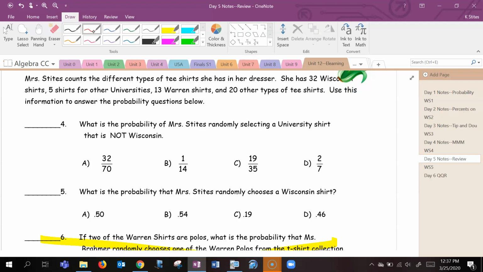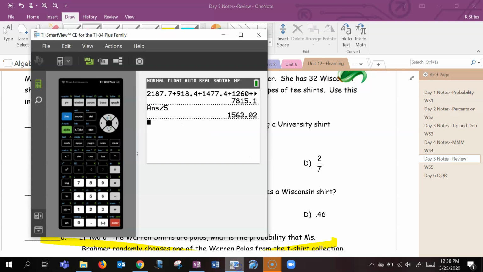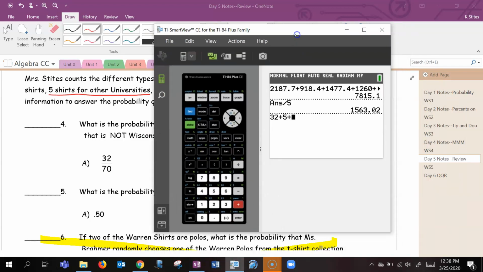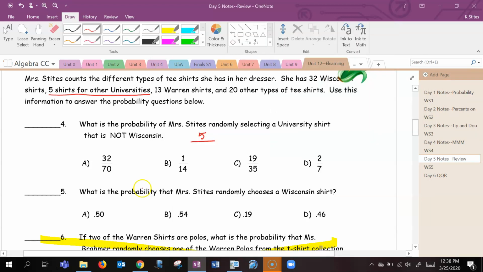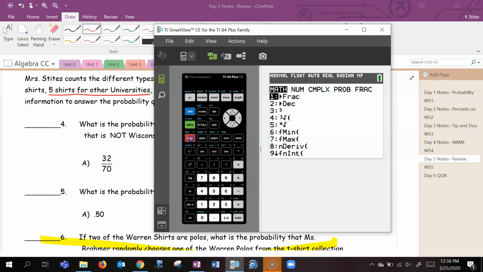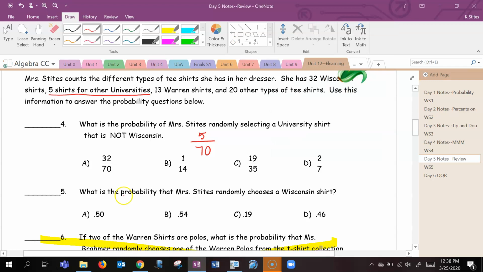All right, well, it says that she has 5 shirts for other universities, so that's going to go on top. What should go on the bottom is our total, so we're going to need to add all of these up. 32 Wisconsin shirts, 5 for other universities, 13 Warren, and 20 other. So that's 70 total. Notice 5 over 70 isn't an option, and that's just because we have to simplify. So it's really 1/14.